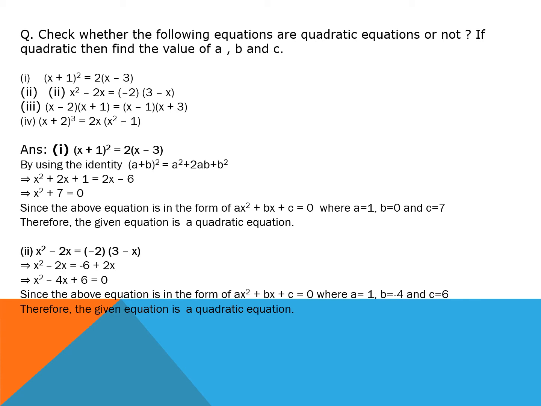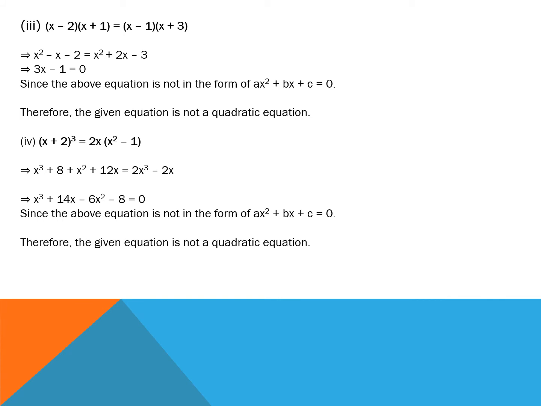Similarly, the second part. We solve the equation and we get x square minus 4x plus 6 equals 0. Here, the value of a is 1, b is minus 4 and c equals 6. Since the equation is in the form ax square plus bx plus c equals 0, this is also a quadratic equation.